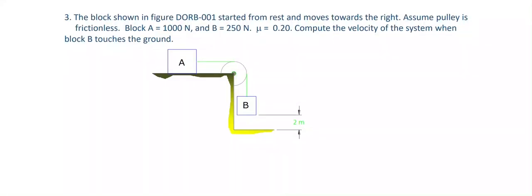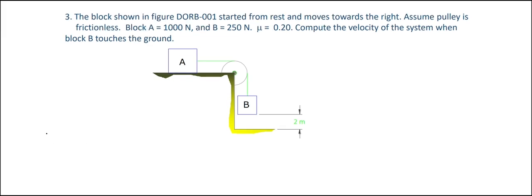The block shown in the figure started from rest and moves towards the right. Assume the pulley is frictionless. We are given block A that has a weight of 1000 newtons and block B that has a weight of 250 newtons. Given a coefficient of friction of 0.20, we are tasked to compute the velocity of the system when block B touches the ground. To solve this problem, we consider the free body diagram of each block.